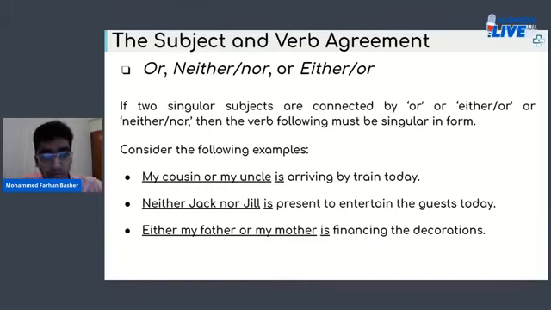Either my father or my mother is financing the decorations. Now, in each of these examples, the verb is singular. Why? Because the subject is singular. Although you have two nouns, the nouns are connected with or, neither nor, or either or, meaning either of the two, not two together, but any one of the two. Therefore, the expression is singular. The subject is singular. Therefore, the verb is singular as well. Okay? All right.